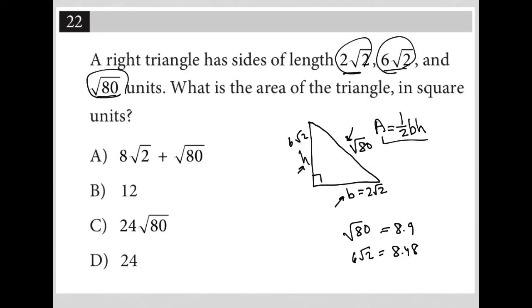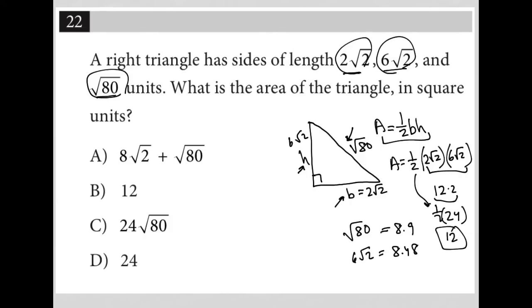So now throwing this into my area formula, I have area is equal to 1/2 base 2 root 2 times height 6 root 2. And let's see. 2 root 2 times 6 root 2 is 12 root 4, but root 4 is 2, which makes this just 24. And then because we're multiplying that by 1/2, I get 12 as my answer, and therefore choice B is the correct answer.